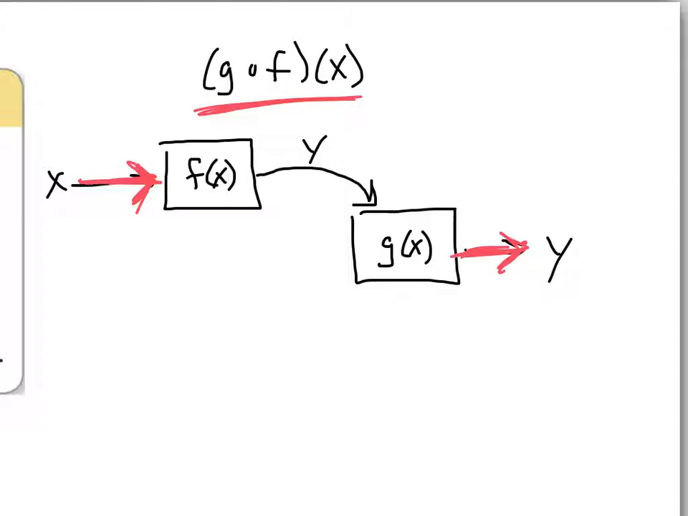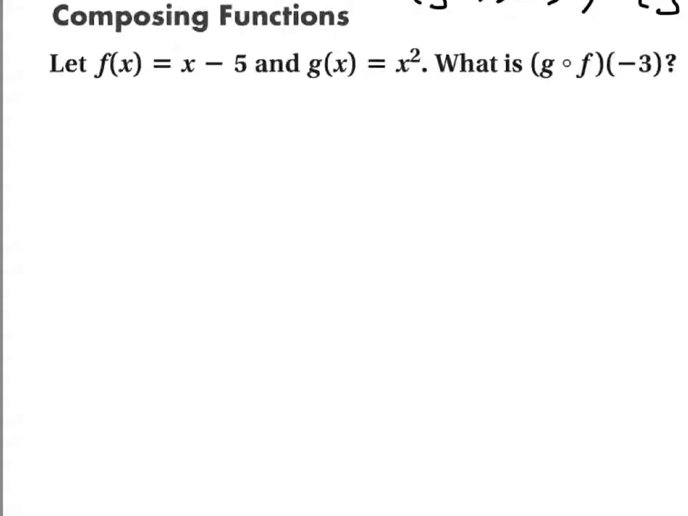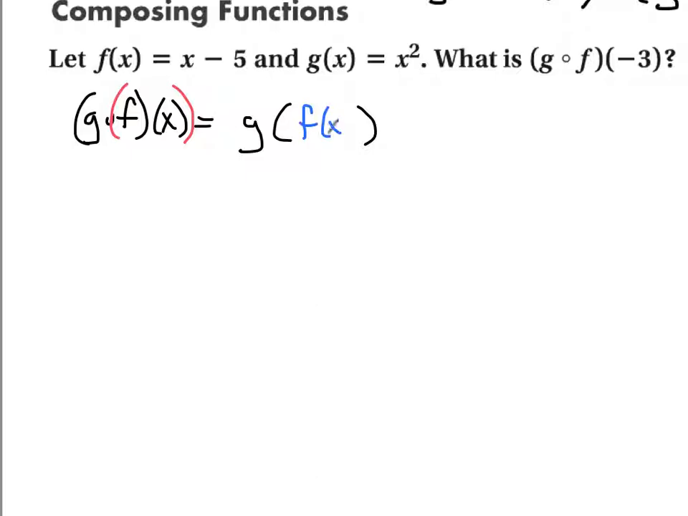Let's look at an example before we look at our shopping example. Right here, composition of functions. They want us to calculate g of f of negative 3. Okay? So the first thing we need to do is we need to find g of f of x. So, I like to put my little parentheses here. Okay, that tells me that I'm taking my g of x function and I'm substituting into it my f of x function.